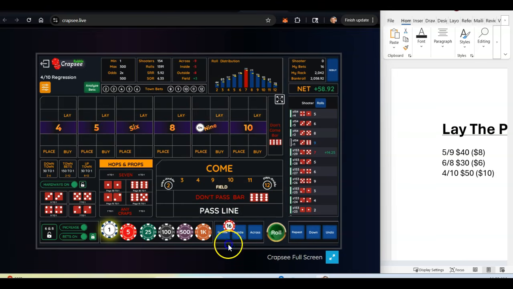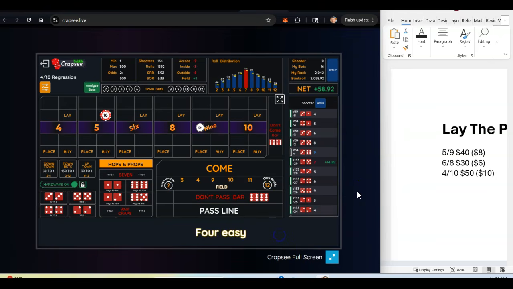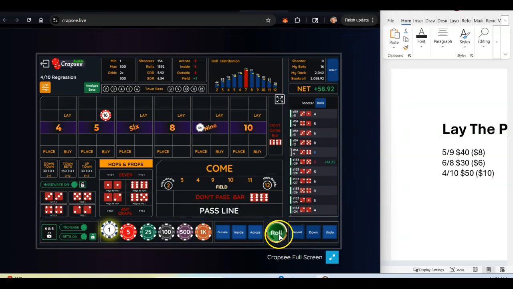All right, so there's the 5. So we're going to switch. We're going to bounce to the 5 because it's an outside number. There we go. 4 easy. We're going to switch to the 4 because it's an outside number. We're on level 2. With the 4 is going to be a $20 bet.